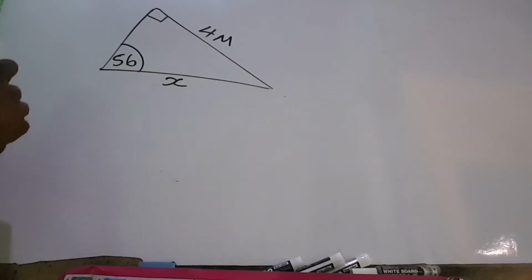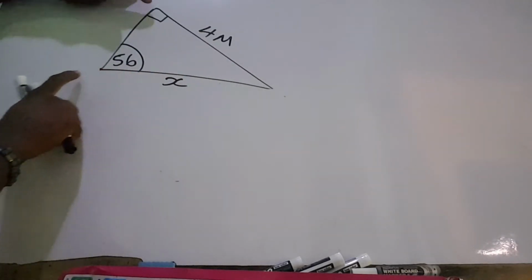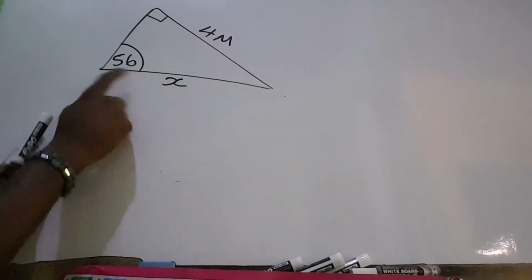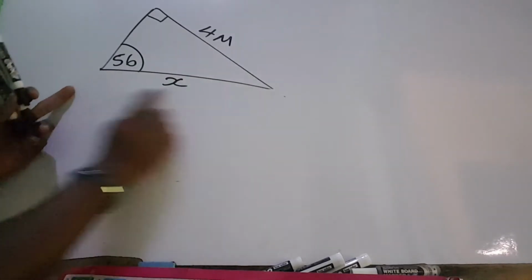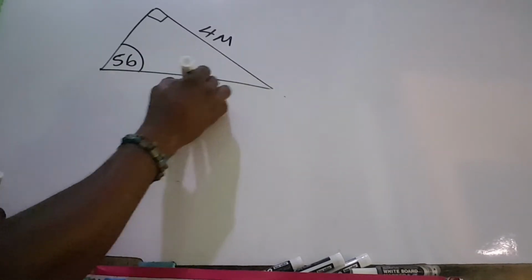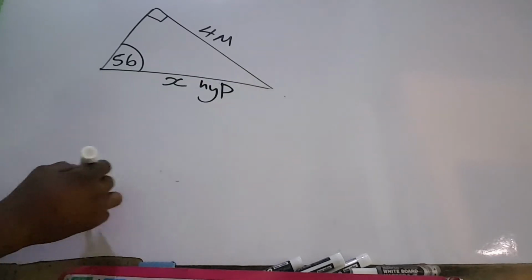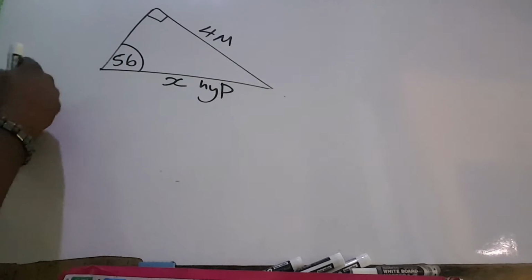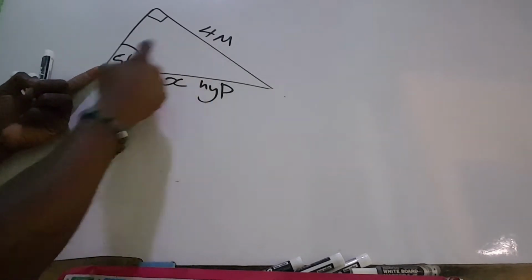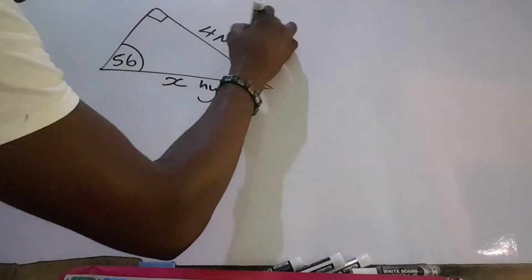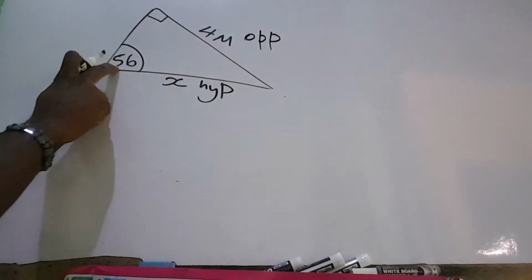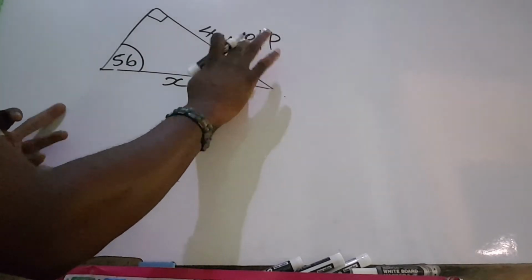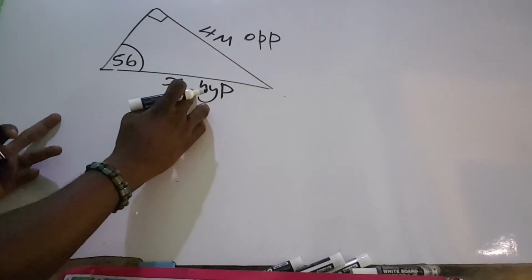In this triangle, based on the orientation of the triangle, here is the right angle. So the side across from the right angle is the hypotenuse. This is the hypotenuse, this is the angle, and as you could see, 4 meters is across from the angle. So in this case it is the opposite to the angle. Which one of the trig ratios deals with the opposite side and the hypotenuse side?